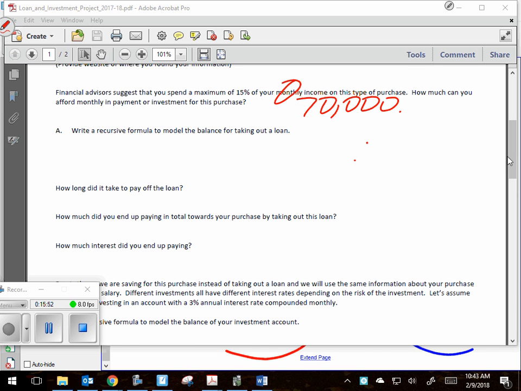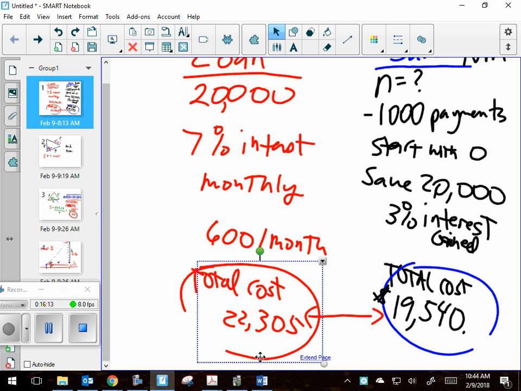Multiply by what? 0.15. And that'll tell you how much you can spend per month. All right. Then, you remember these recursive formulas, u sub n, u sub n minus 1? You're going to write one of those. Then you start actually answering the questions just like we just did a minute ago. This problem that we did together, right here, that's essentially the project.